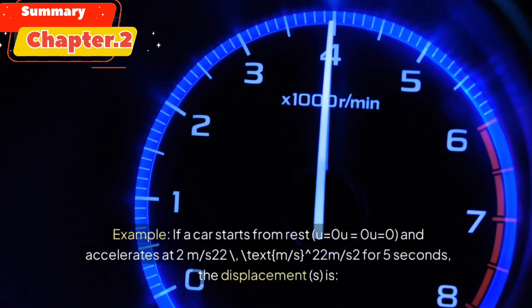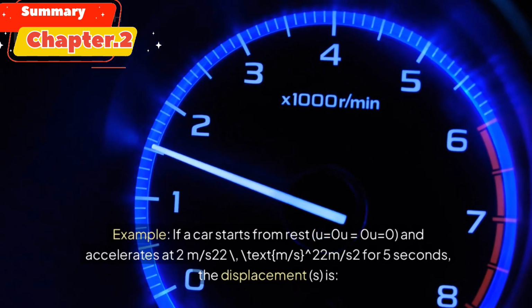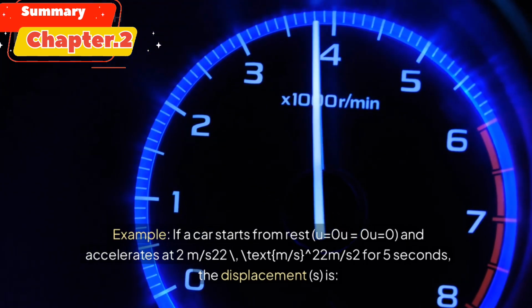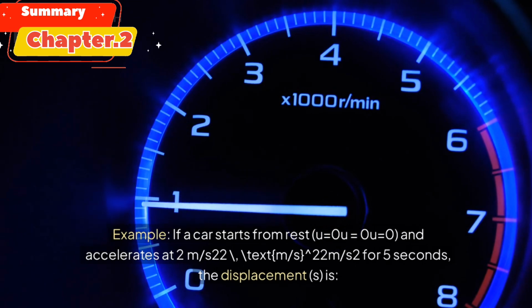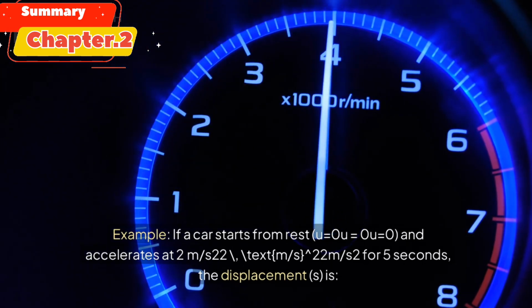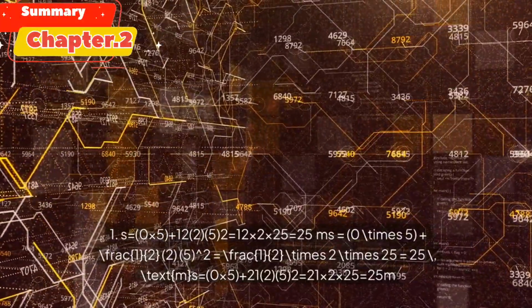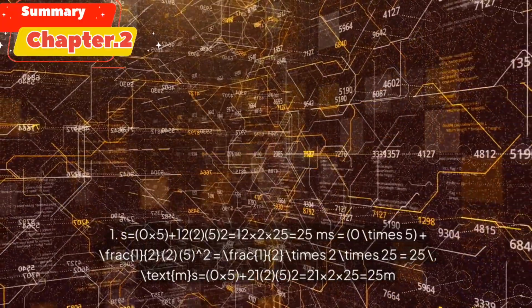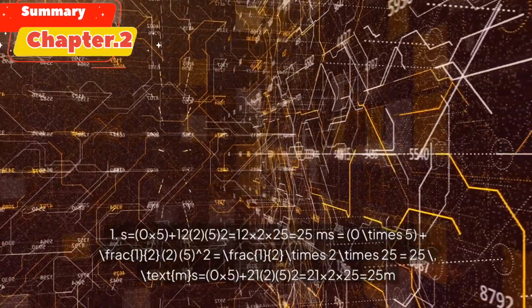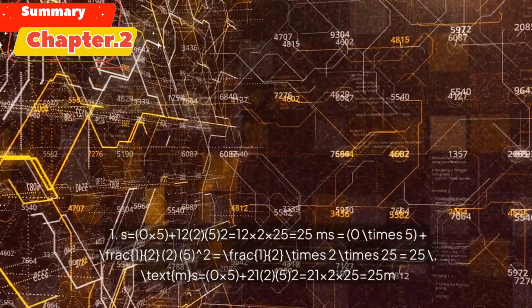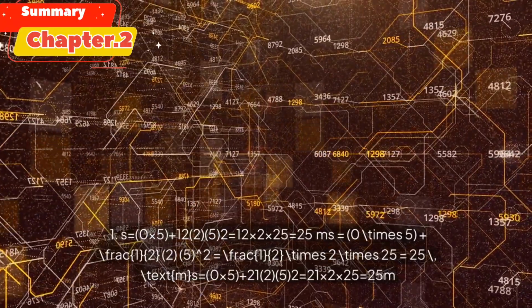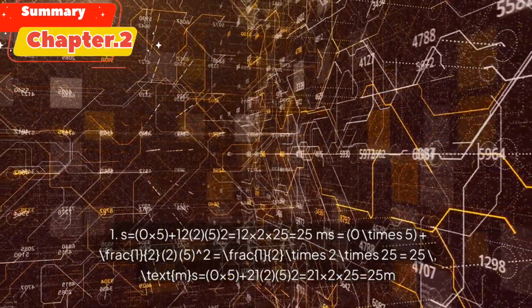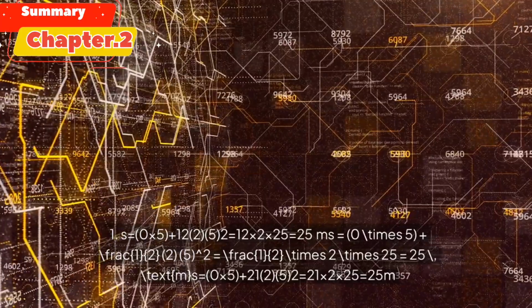Example: if a car starts from rest, u equals 0, and accelerates at 2 m/s² for 5 seconds, the displacement, s, is s equals 0 times 5 plus 1/2 times 2 times 5 squared, which equals 1/2 times 2 times 25 equals 25 meters.